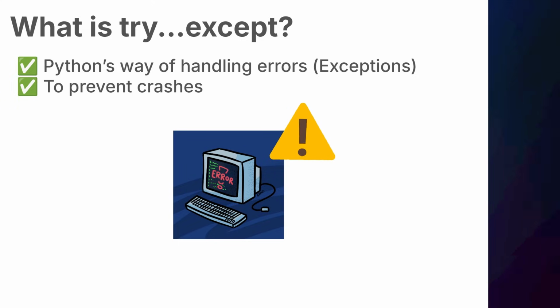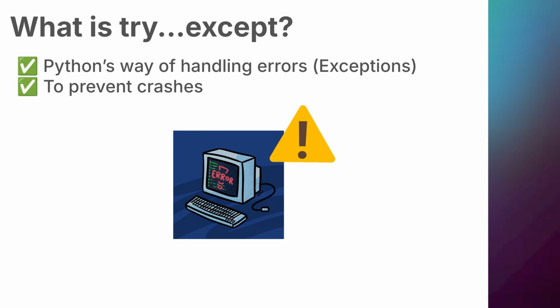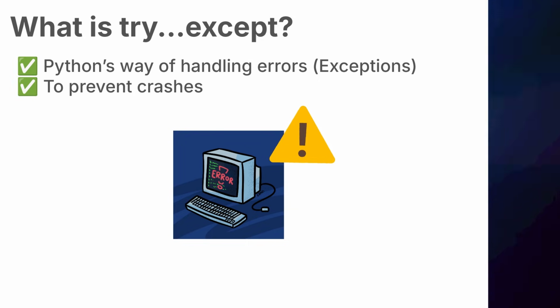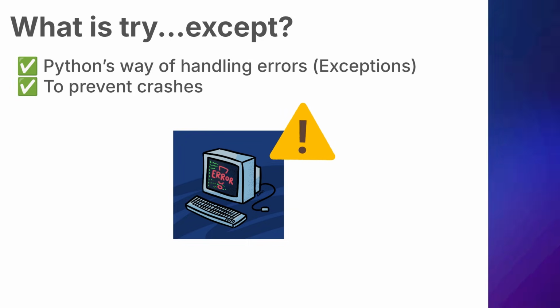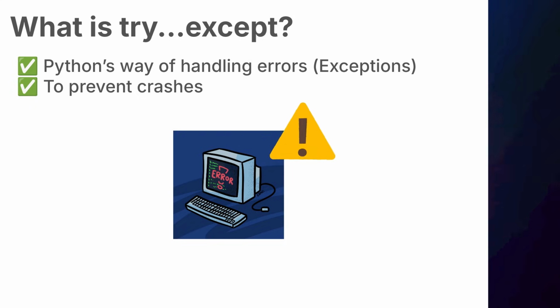What is try except? It's Python's built-in way of handling errors, called exceptions, so your program can keep running instead of crashing. Think of it as a safety net. You try some code, and if something goes wrong, Python catches the problem and lets you handle it gracefully.